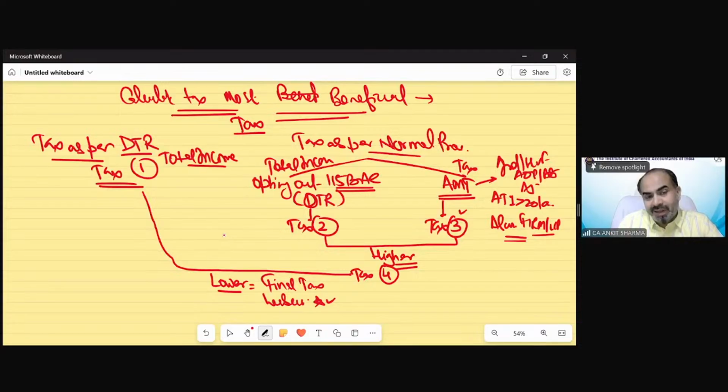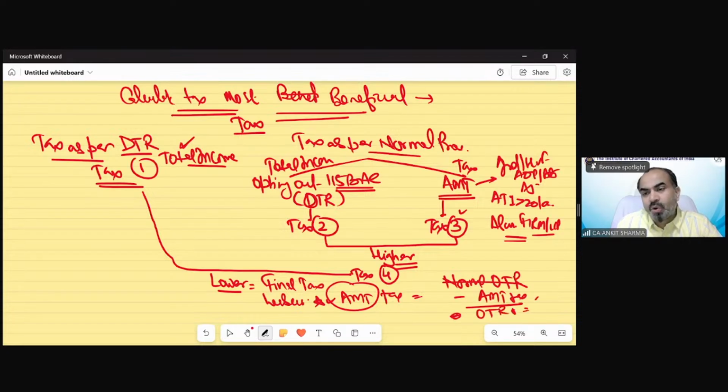If the lower is income tax as per default tax regime, then this income would be called my total income. If the lower is as per AMT provision, the ATI would be regarded as total income. If the lower is as per optional tax regime, the corresponding income would be regarded as your total income. Understood? If we are paying the AMT tax, suppose the lower is AMT tax, then AMT tax less the normal tax as per optional tax regime, the difference would be your AMT credit.